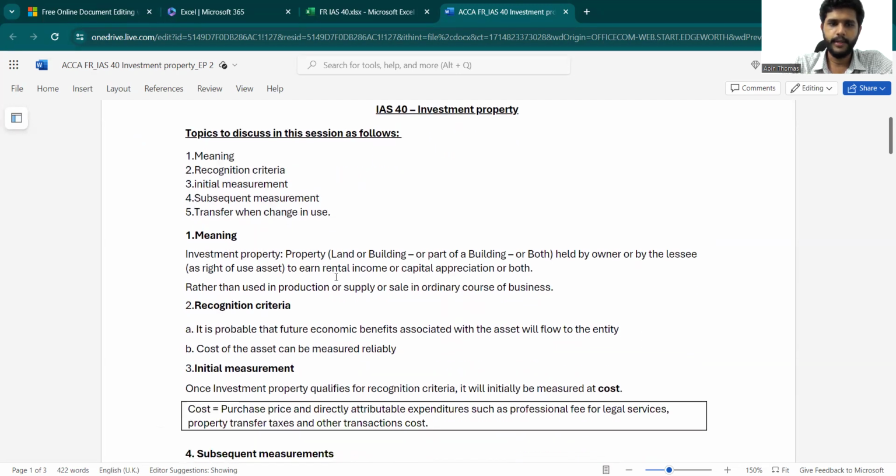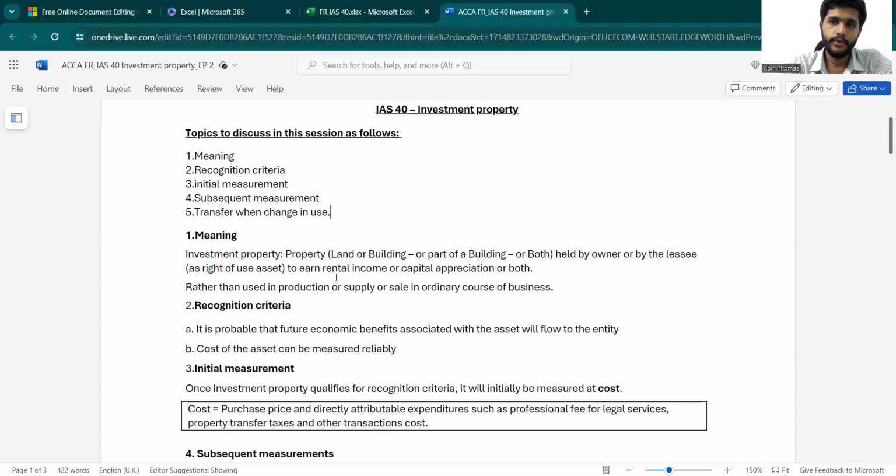So moving on to the meaning. The standard says investment property is a property, that is land or a building or a part of a building, or both land and building included, held by the owner or the lessee to earn, see the purpose, to earn rental income or capital appreciation. So the owner or the business management holds the property only to earn rental income or capital appreciation.